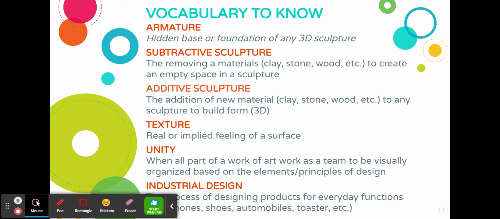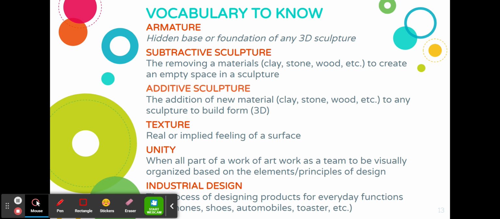Additive is just what it sounds like. It's when you literally take and continue to add product, clay, stone, wood, to a sculpture to build up layers so that you achieve whatever three-dimensional object you want. And of course, you can do both in any assignment. In your assignment, the assumption is you should use both. Additive obviously is assumed because you're going to put paper clay on top of aluminum foil armature, but you might also do some subtractive. Texture, which means the real or implied feeling of a surface.